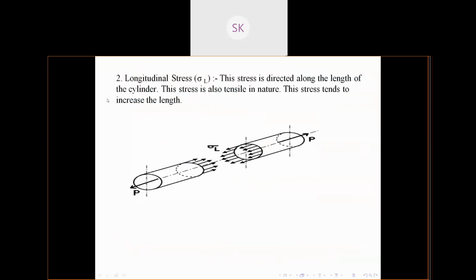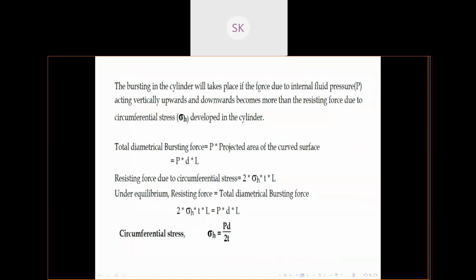That means the bursting in the cylinder will take place if the force due to internal fluid pressure acting vertically upwards and downwards becomes more than the resisting force due to the circumferential stress developed in the cylinder. So your total diametrical bursting force is P into the projected area of the curved surface. As I discussed, area will be D into L and your force is P. So bursting force is nothing but PDL.